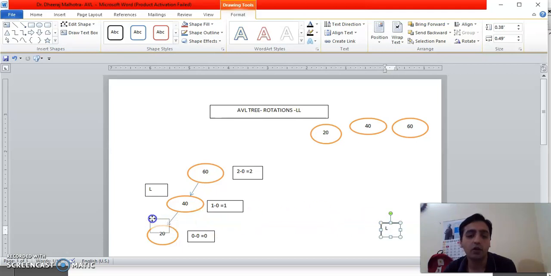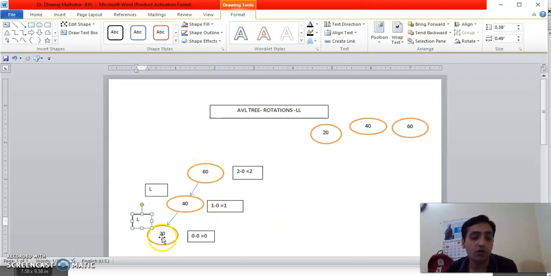I am just telling you why we are applying LL rotation here: because in order to reach from 60 to 20 we need to go first towards left to reach 40 and then again left. While solving such a problem, when we are moving left, this is a kind of single rotation. In this case we apply rotation on the node on which the first L is falling. After the critical node, the first L is falling on 40 and we will move it in the opposite direction, which simply means that the parent node of 40 will become its right child.